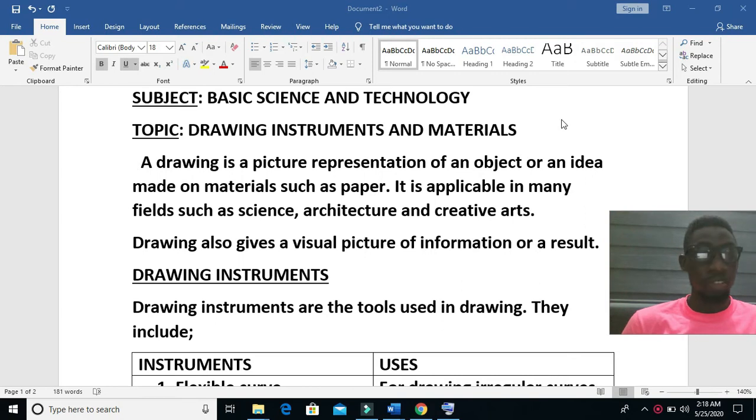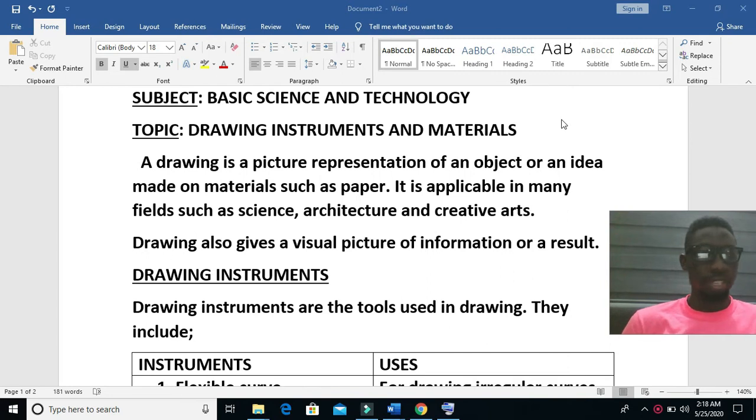Remember, for the past 2 weeks, we have considered materials and maintenance. So today we are moving to a new topic, and I'd like you to pay attention and follow so you can have a better understanding of what we're talking about. The topic we are looking at today is drawing instruments and materials. Drawing instruments and drawing materials.